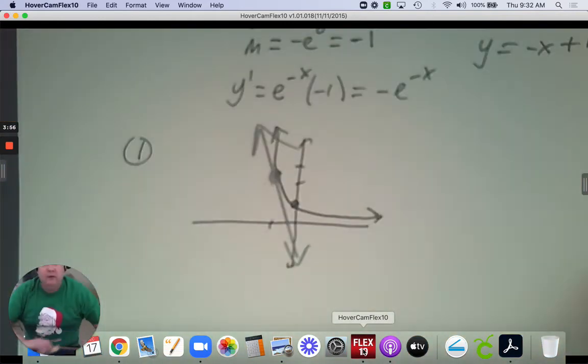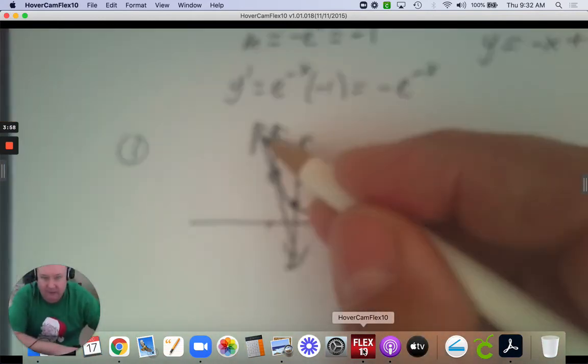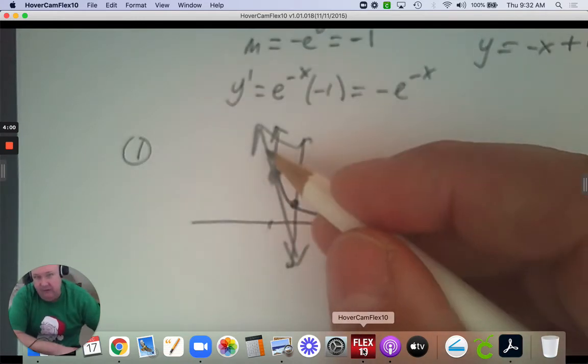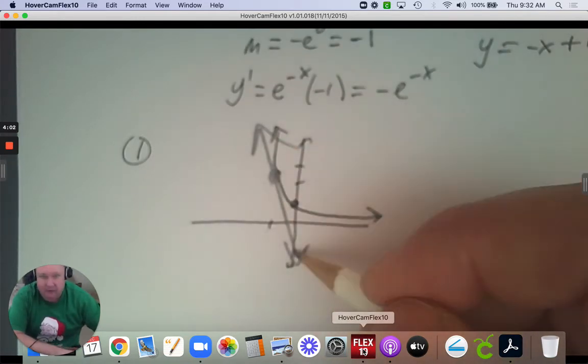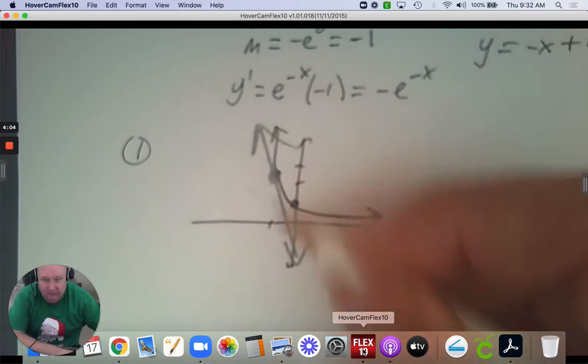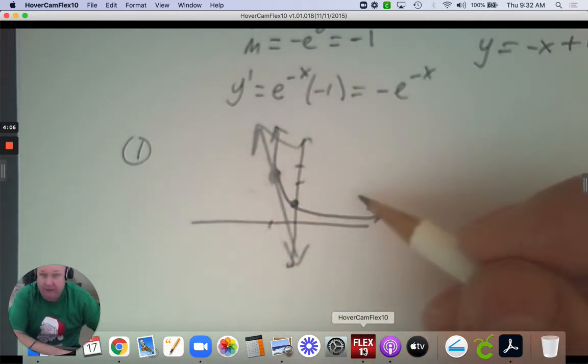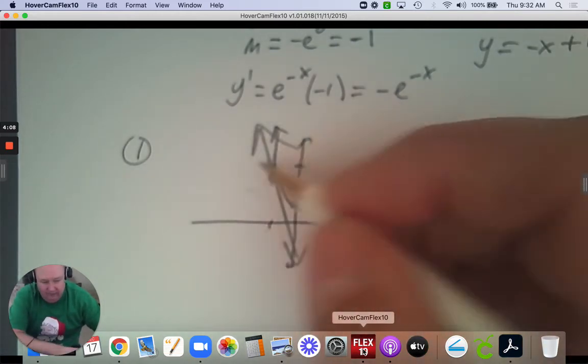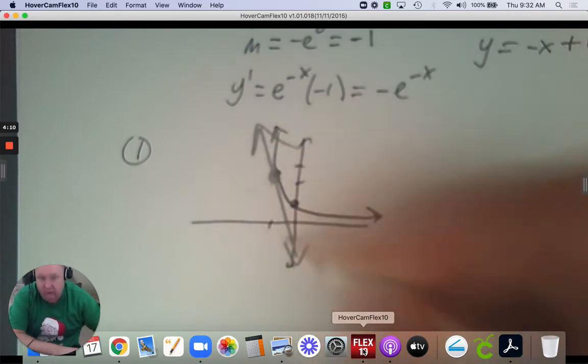So right away you should notice this tangent line is steeper. It's a bigger negative number than the other one. So it's steeper. We should notice that instead of negative 1, it's going to be a more negative number for a slope.